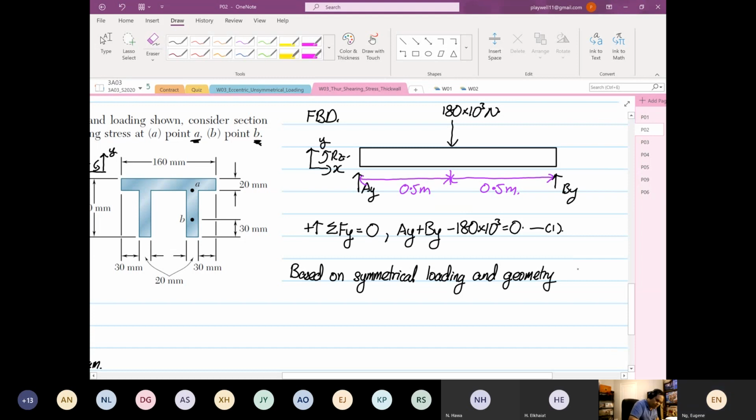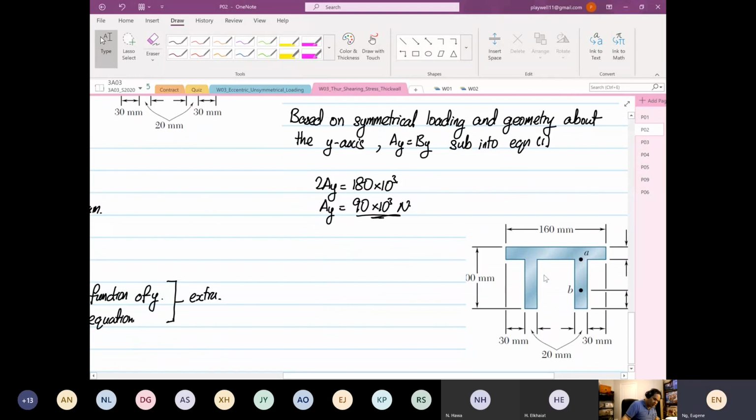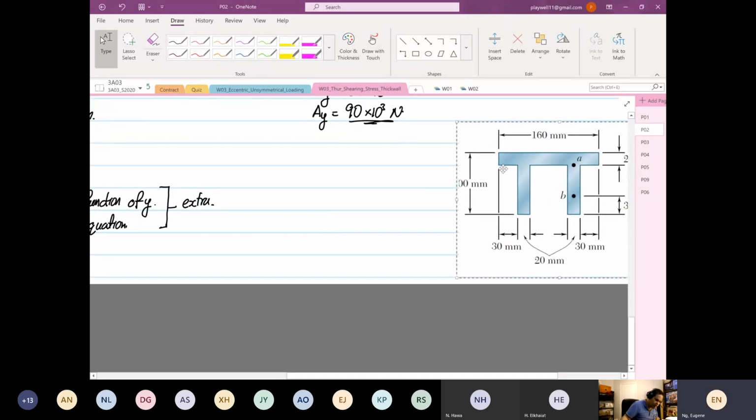about the y-axis, we can state that AY is equal to BY. And then we can substitute into our equation number 1. So when you substitute that, you get 2AY is equal to 180 times 10 to the power 3. And then we know that AY is equal to 90 times 10 to the power 3 Newton. Okay. So from here, we are going to quickly sketch our, okay, I'm going to use the next page.